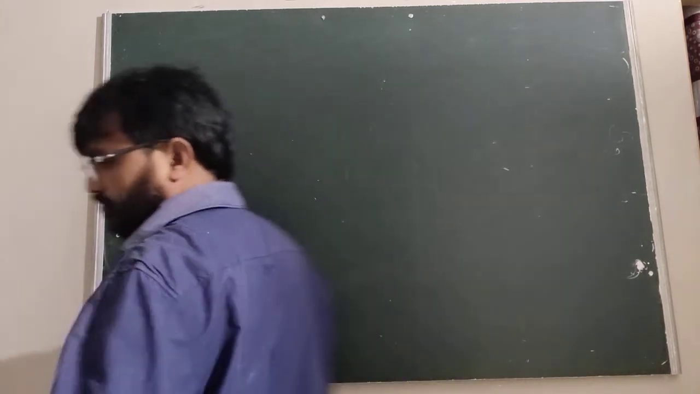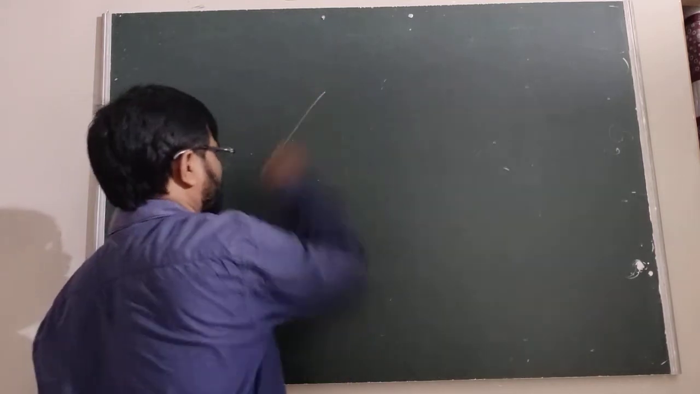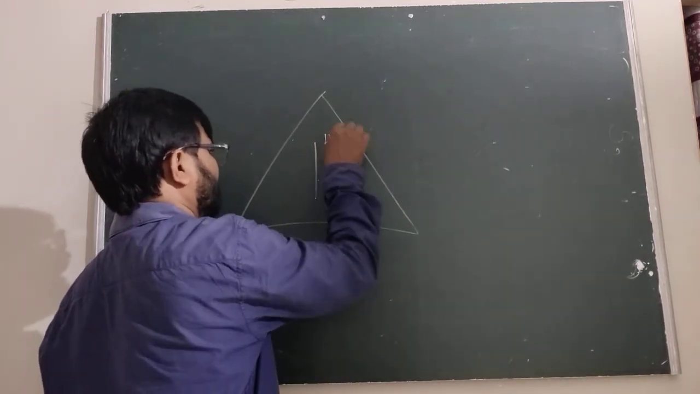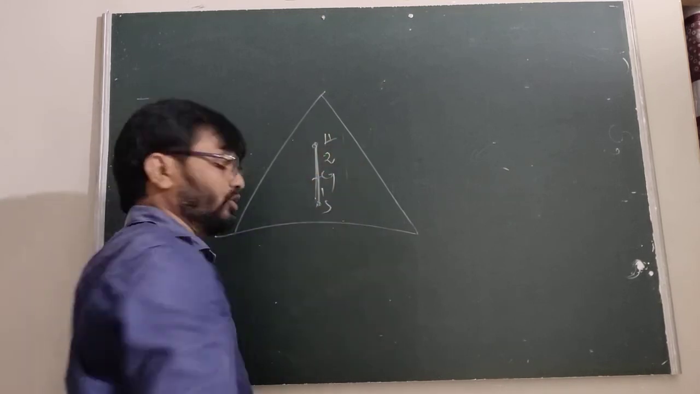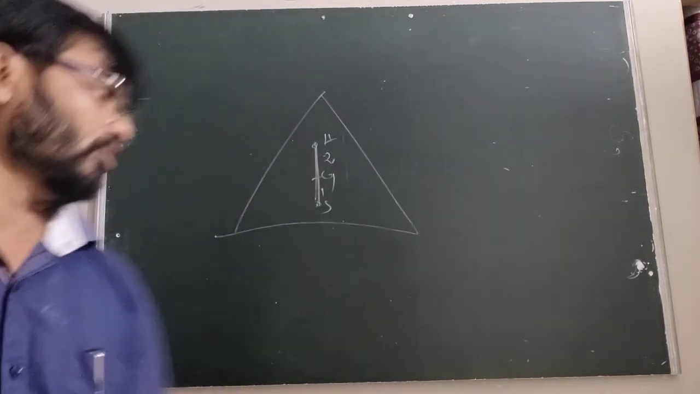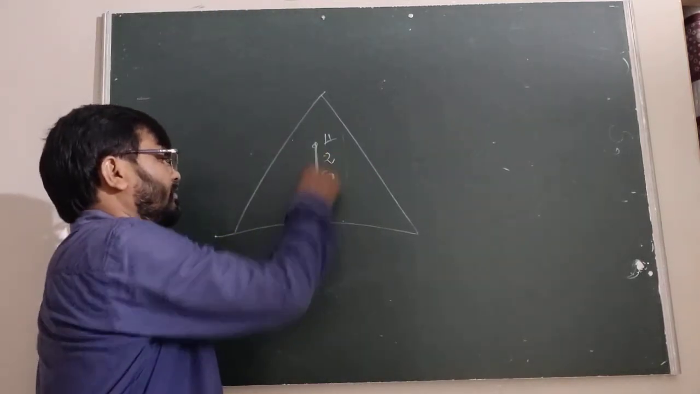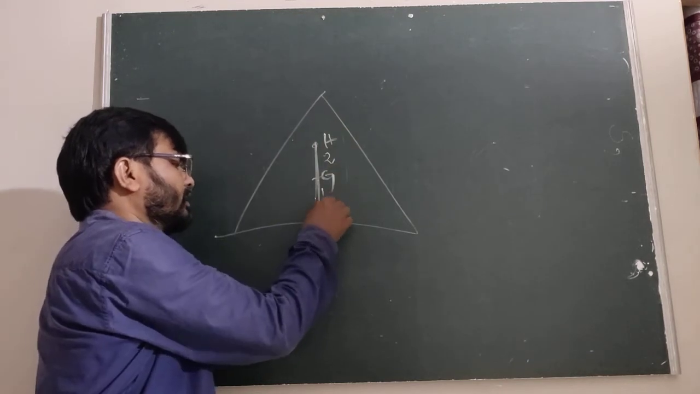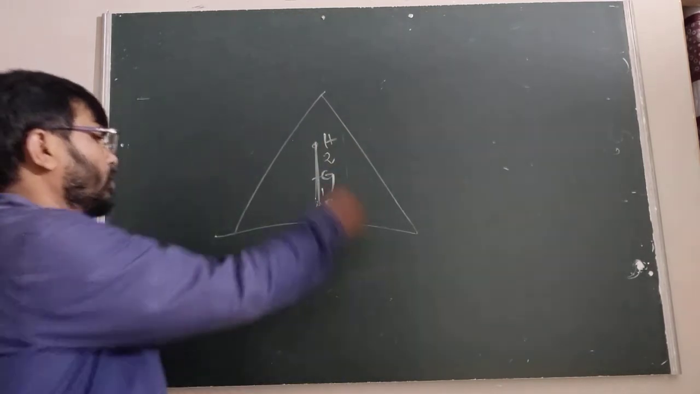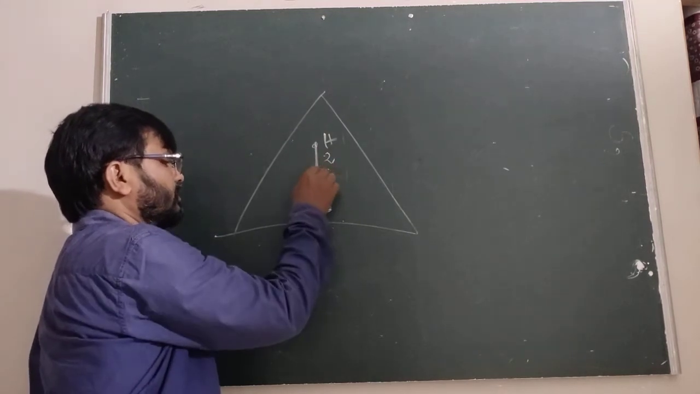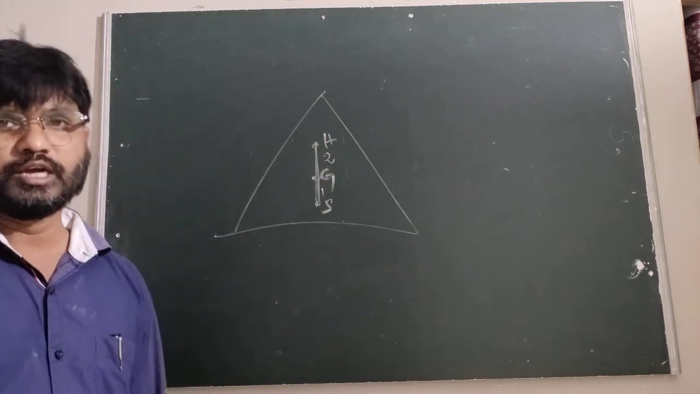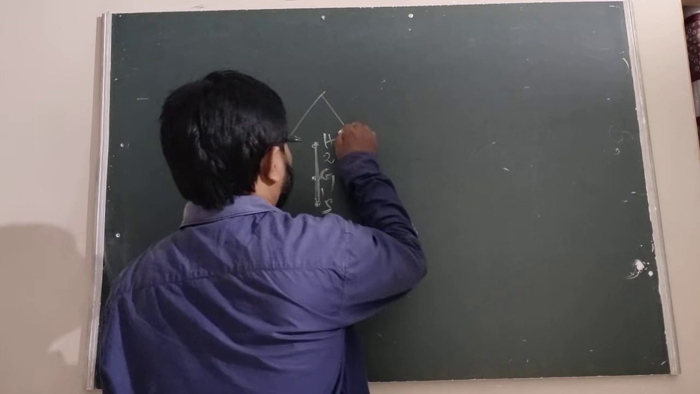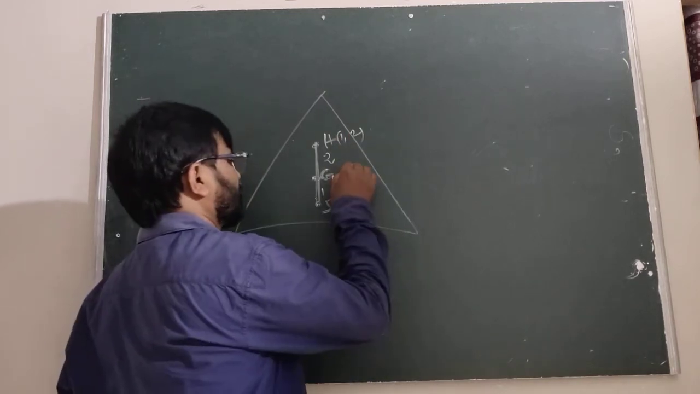One more thing: we know that the centroid G divides the line segment joining the orthocenter and the circumcenter in the ratio 2:1. Is it clear? The centroid divides the line segment joining the orthocenter and the circumcenter in the ratio 2:1. Suppose this is 1, 2, so the sum is 3.